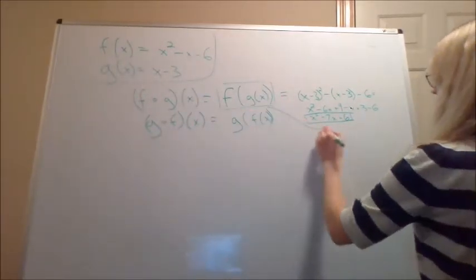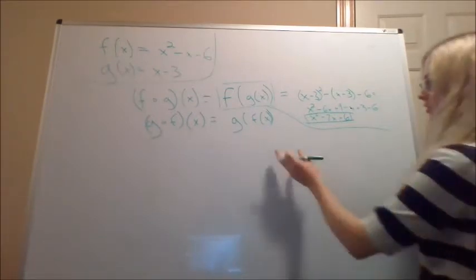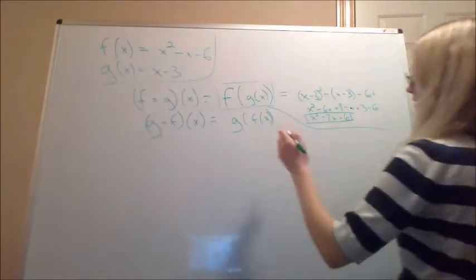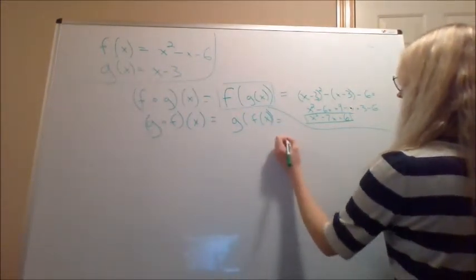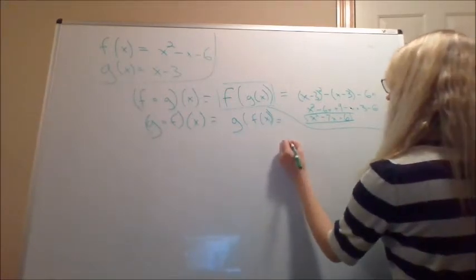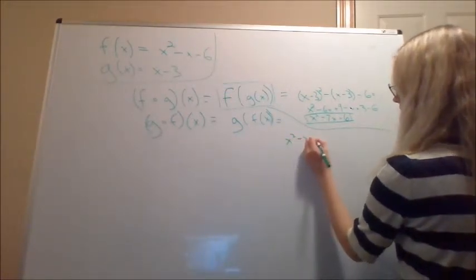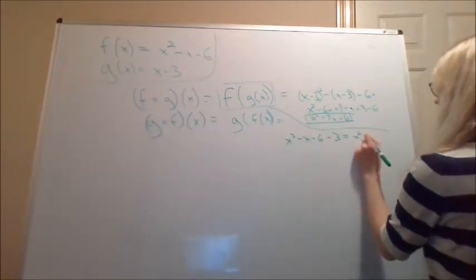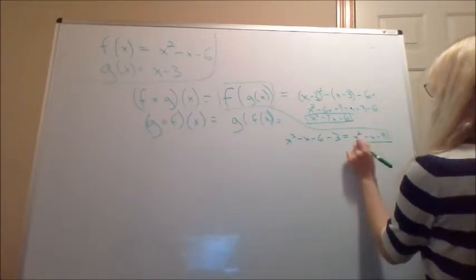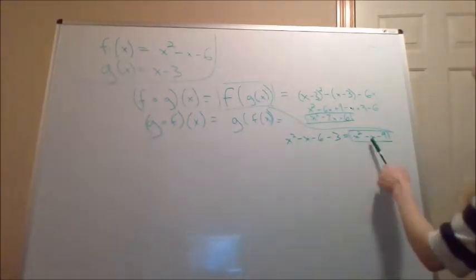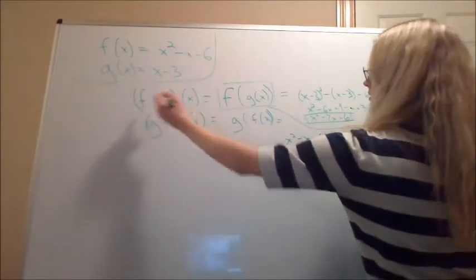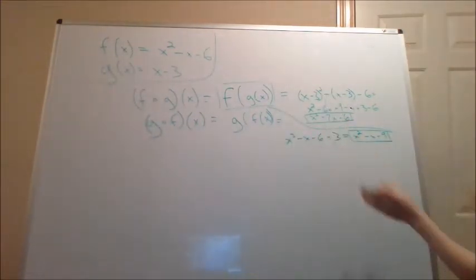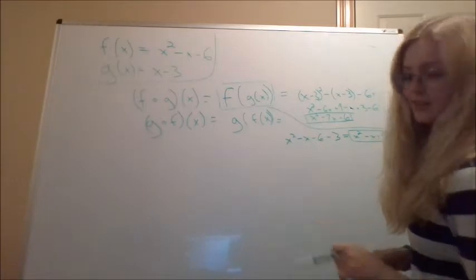So if we wanted to find g of f of x, we do the same thing in reverse. So we take f of x and plug it in for x in g of x. So g of f of x equals x squared minus x minus 6, so that's the x part here, minus 3, so that's x squared minus x minus 9, and that is our g of f of x. So as you can see here, these two functions, g of f of x and f of g of x, are totally different, so don't get them confused.